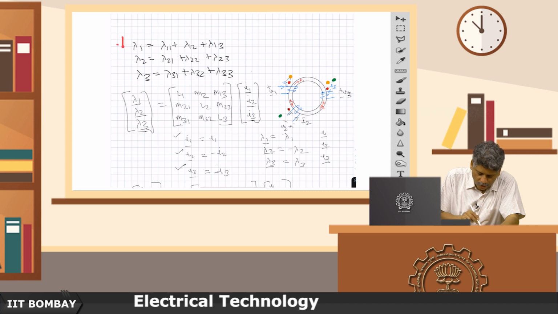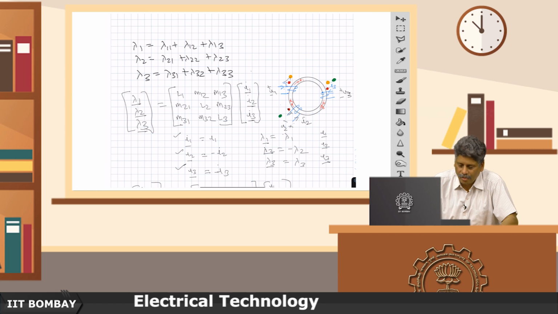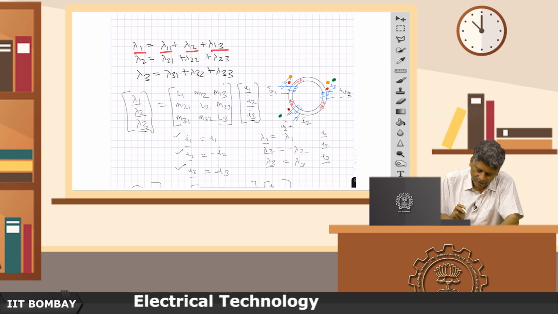Now, if you write the equation for the total flux linkages for coil 1, 2 and 3, then lambda 1 will be lambda 11 plus lambda 12 plus lambda 13. The effect is always in the coil 1. The cause here is current in coil 1, the cause here is current in coil 2, the cause here is current in coil 3. Similarly for lambda 2, similarly for lambda 3.